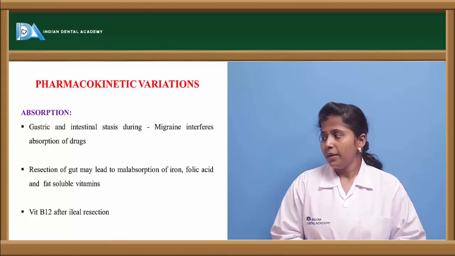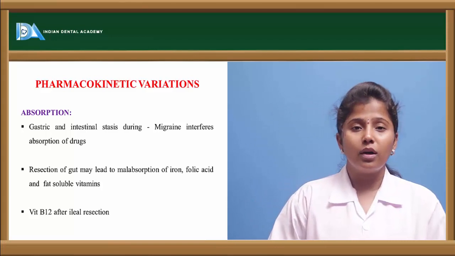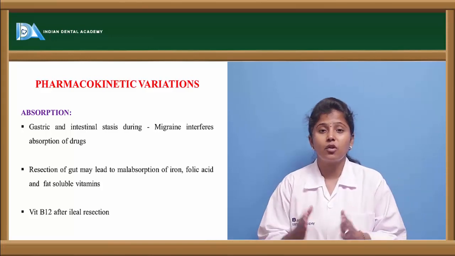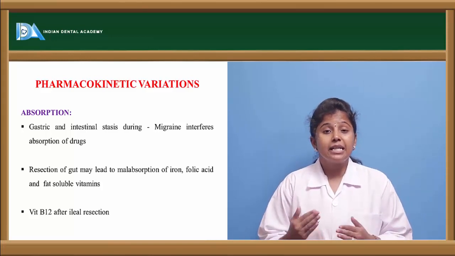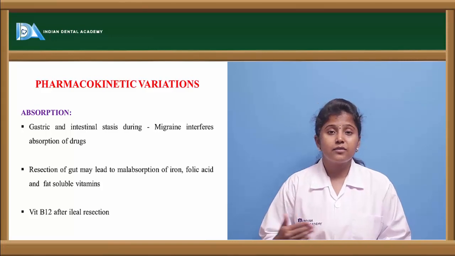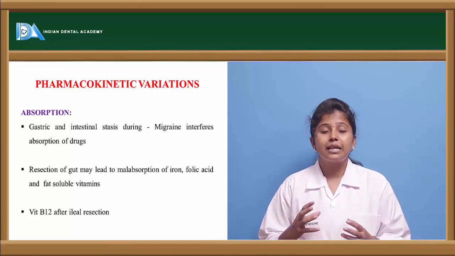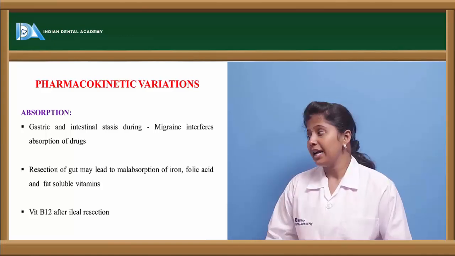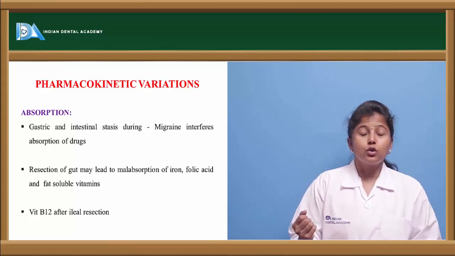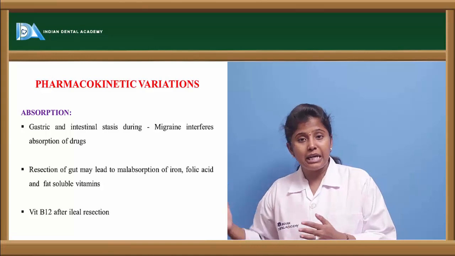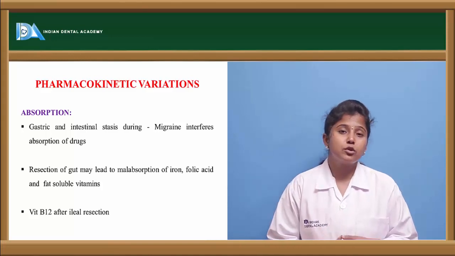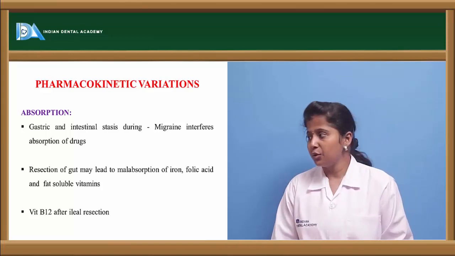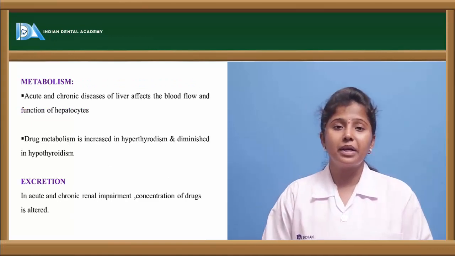And resection of the gut. If there is any resection or removal of any part of the intestine, like the ileum or stomach region, then the absorption of compounds like iron and folic acid will be reduced. In the intestine, nutrients or vitamins like vitamin B12, folic acid as well as iron are absorbed. So if a part of the intestine like the ileum is removed, then the absorption won't take place, and that may lead to deficiency of the nutrients, leading to malnutrition. Let us see how metabolism is affected.